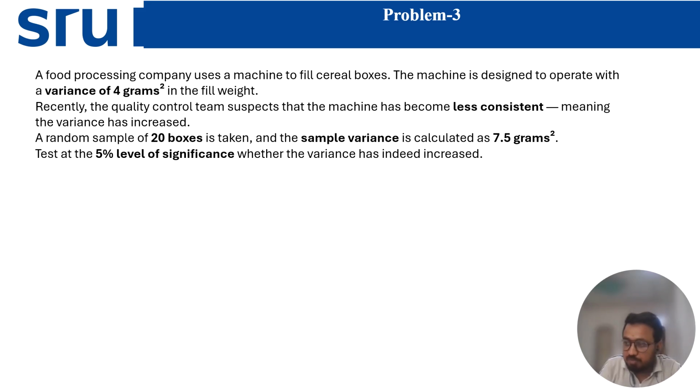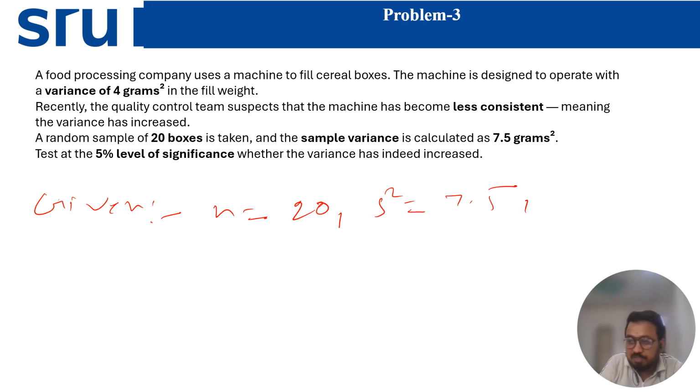So now we will solve this problem. Here, what is given in this question? n is equal to 20, s square is equal to 7.5, sigma naught square is equal to 4. Okay.